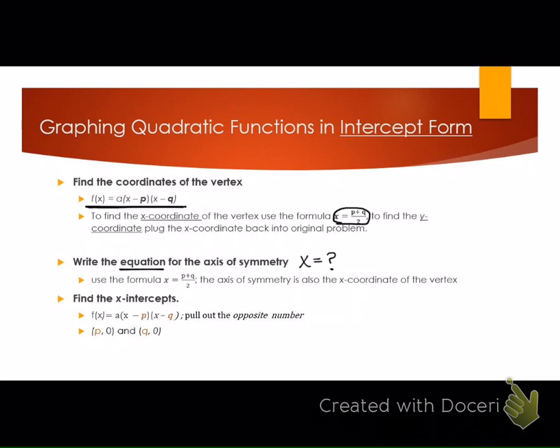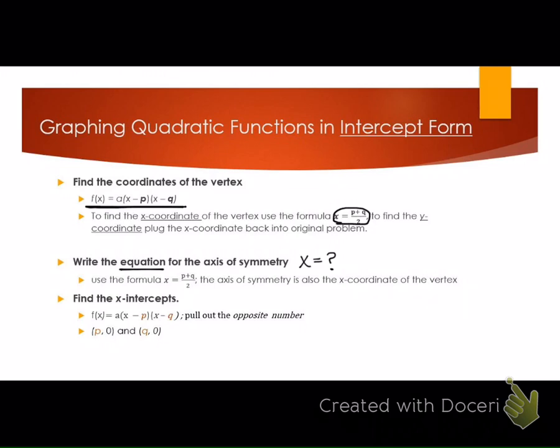Why is it always x equals and not y equals? Because the axis of symmetry is what kind of a line? And don't tell me straight, because I know it's straight. A vertical line. And vertical lines pass through the x-axis. So it's always going to be x equals. Now, the value of x is the same as the x-coordinate of the vertex. And you see that here in your notes. Look at this. Use the formula x equals p plus q divided by 2.